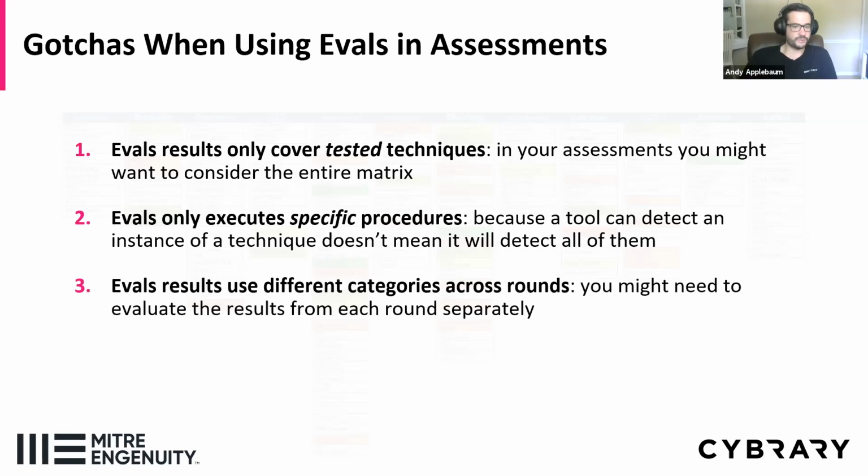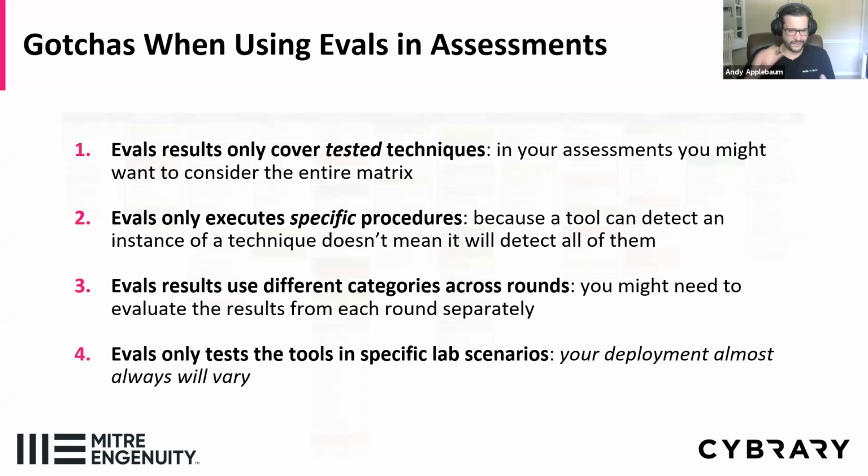And then evals results sometimes use different categories across rounds. ATT&CK-based versus the recently released Carbanak results. Those are just a little bit different in how they're described, but they do largely stick to the same format. And lastly, evals only test the tools in specific lab scenarios. The big thing is that your deployment, or the SOC's deployment, will almost always vary. So you should always consider that when you're incorporating results.